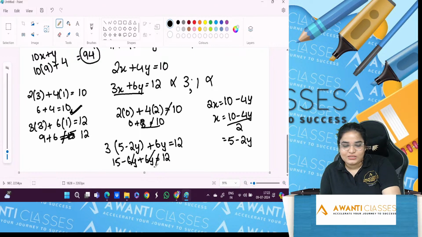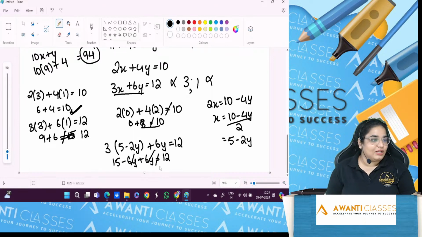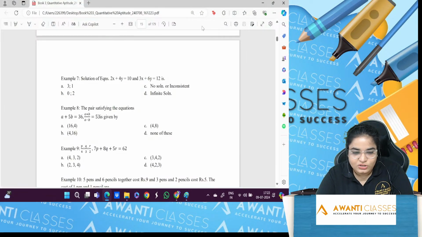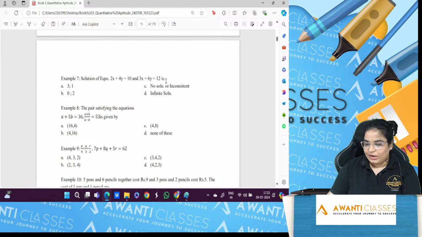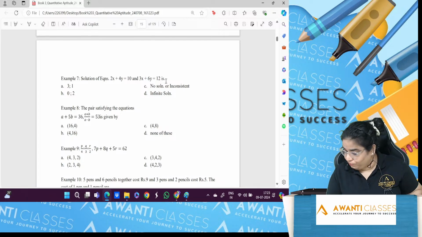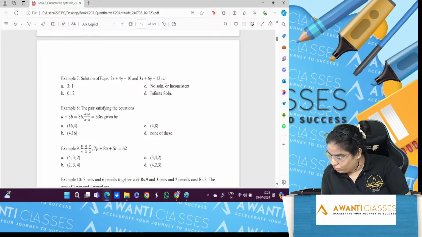Minus 6y plus 6y will cut each other. 15 is not equal to 12. It is not possible. So it is an inconsistent solution. So question number 7, option number C. Can everybody understand? Did any of you try this at home? Yes or no?